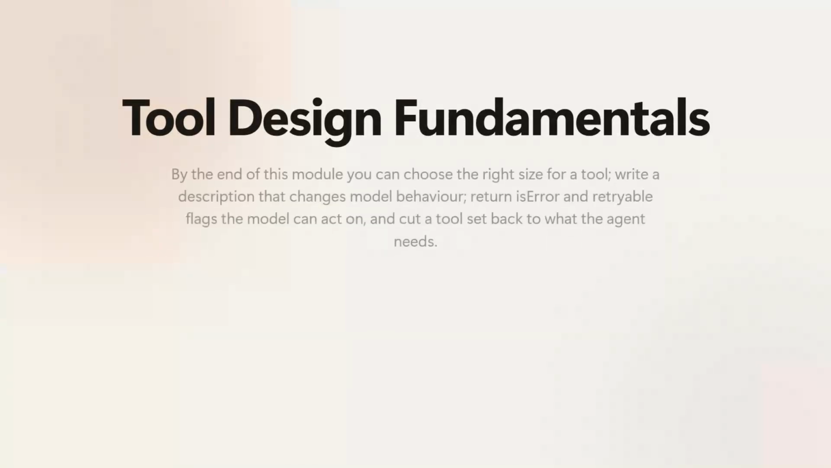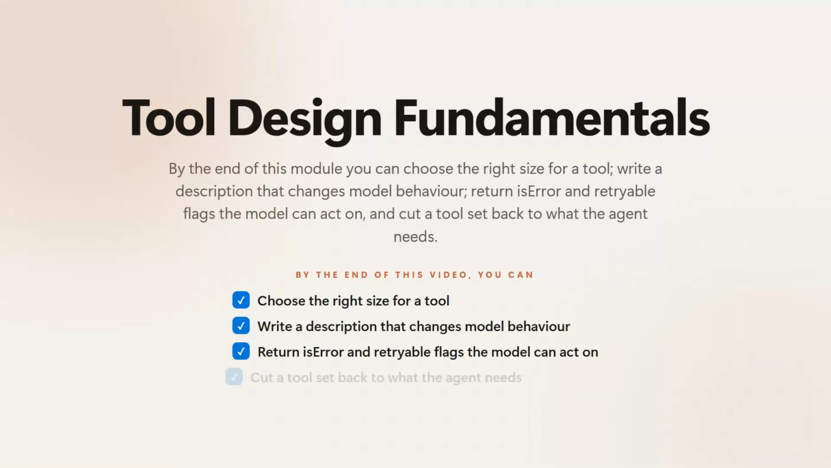By the end of this module, you can choose the right size for a tool, write a description that changes model behavior, return isError and retryable flags the model can act on, and cut a tool set back to what the agent needs. Here is how this module builds up.